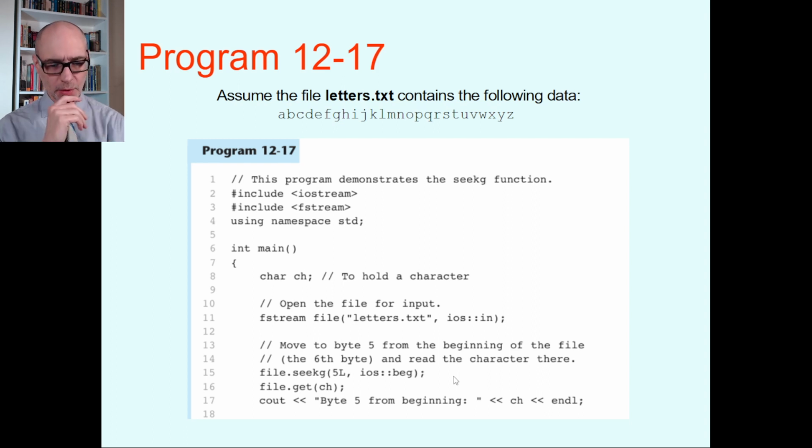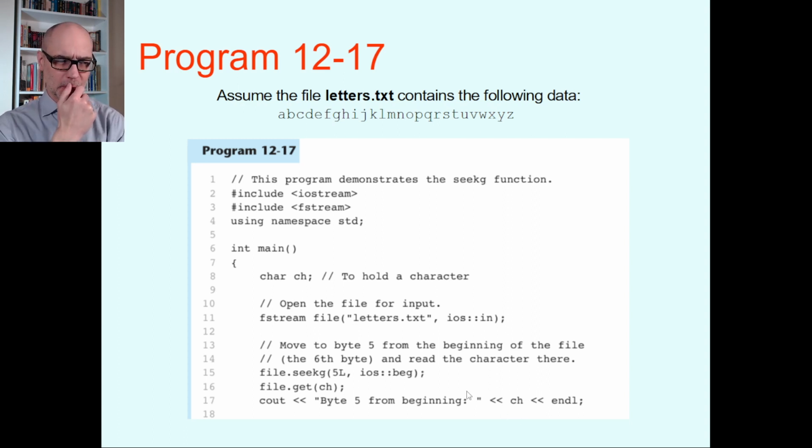So the first thing we're going to do here, like the comment says, is move to byte number 5, which is actually the 6th byte, starting from 0. Move to byte number 5 and read the character there. So you call file.seekg, number 5 as a long integer, from the beginning of the file. If this is the contents of letters.txt, then once you jump to that location, you call file.get, you take that byte, you store it in the character ch, and you're going to print it out.